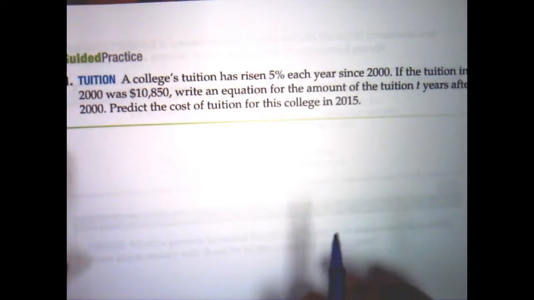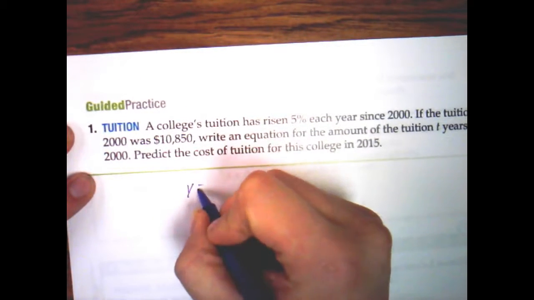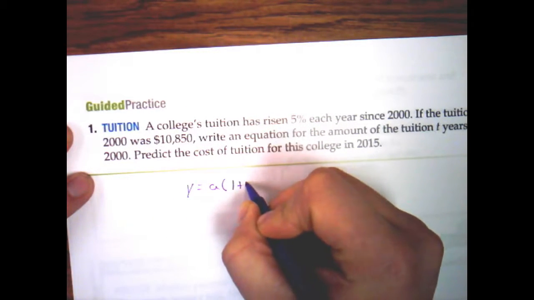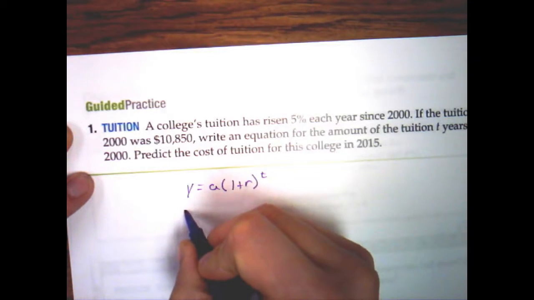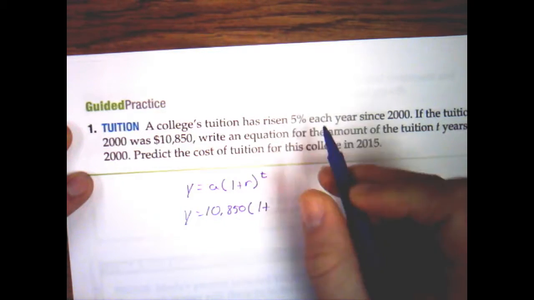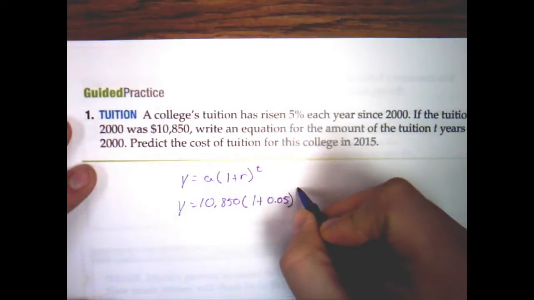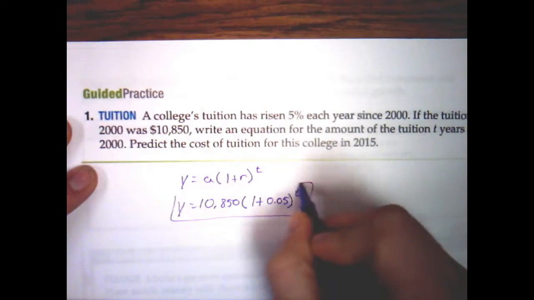All right, we should be back from trying number one. Let's go through it. A college tuition has risen 5% each year since 2000. If the tuition in 2000 was $10,850, write an equation for the amount of tuition T years after 2000 and then predict the cost for 2015. Okay, so y equals A times 1 plus R to the T. A is the original amount. Y equals $10,850. 1 plus, what's the rate? 5%. As a decimal, 0.05 to the T.